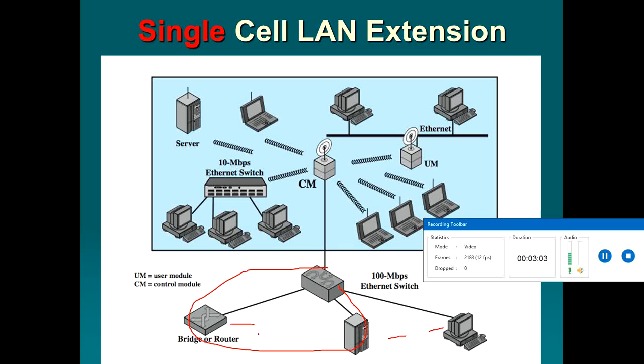Also, there is one control module that acts as an interface to the wireless LAN. The control module includes either bridge or router functionality to link the wireless LAN to the backbone. So this control module can be either a bridge or a router, and its purpose is to link the wireless LAN to the backbone Ethernet network. The control module also contains some sort of access control logic, such as a polling or token passing scheme, to regulate access from the end systems.